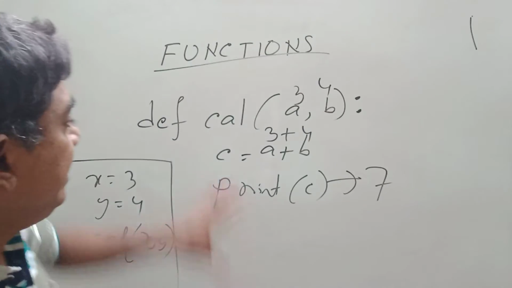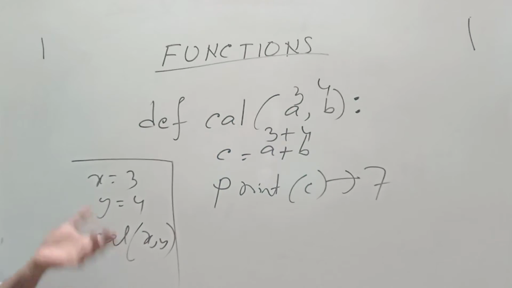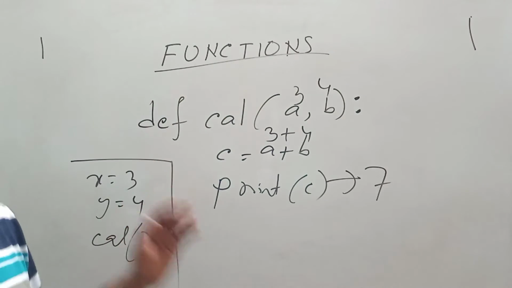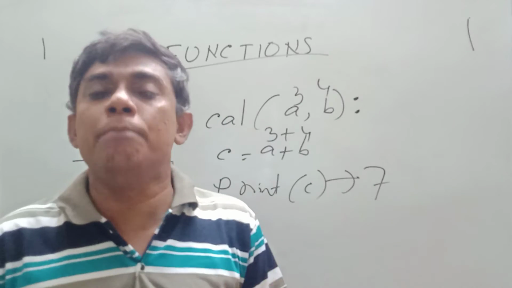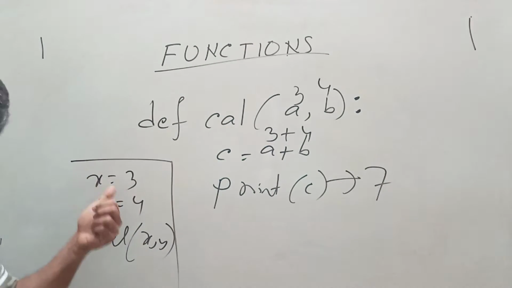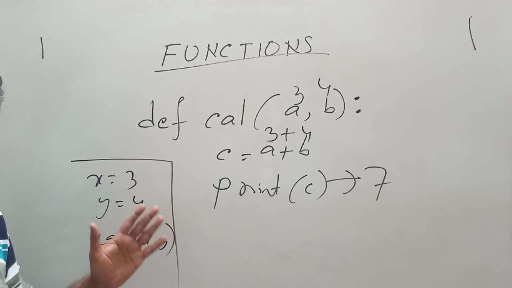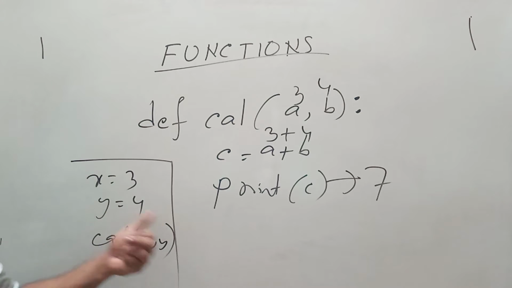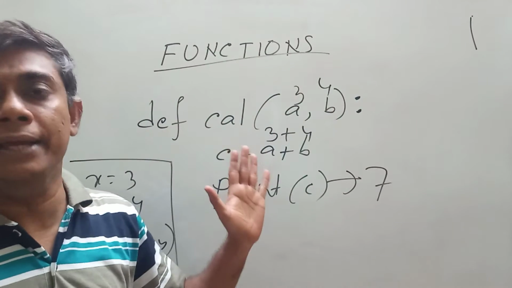So understood? This part we have to write outside the main part, and this is the main part where we call the function cal. As this function has two arguments A and B, so at the time of calling we need two variables. Here there are two variables, one is x and this is y. Value of x is 3 and value of y is 4. Now if you write cal x comma y, this is the calling statement of the function cal.